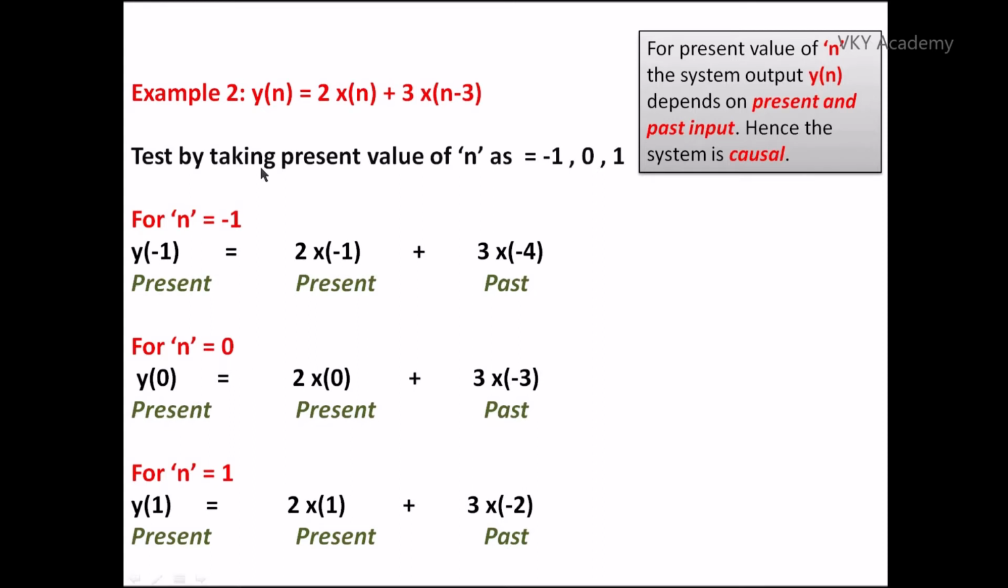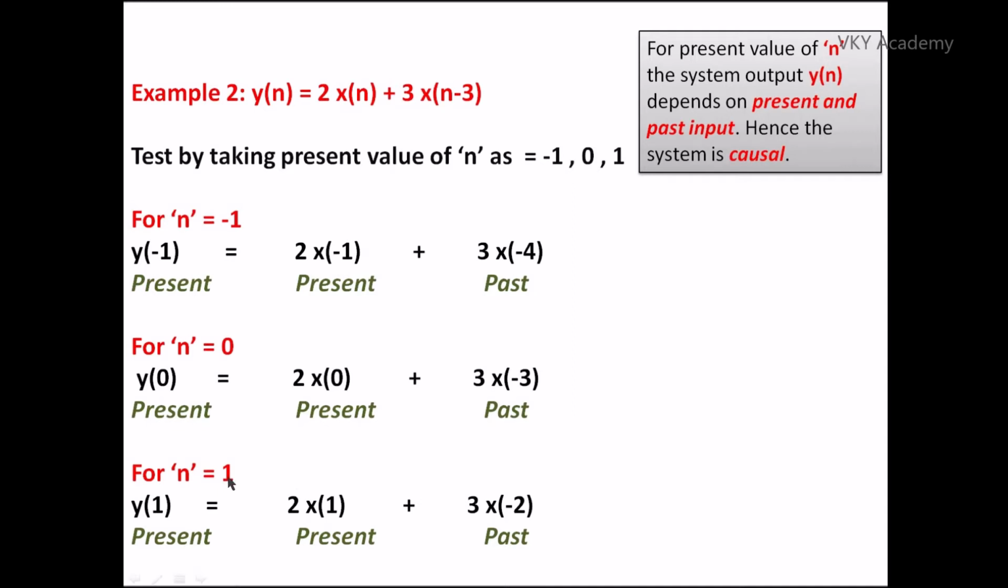Now let us check for n equal to 0. For n equal to 0, my system output will be y of 0 equal to 2 times x of 0 plus 3 times x of minus 3. Now here you can see that as x of 0 is my present state of input, y of 0 will be my present state of output, and x of minus 3 will be my past state of input. So here once again my present state of output depends upon the present state of input as well as the past state of input.